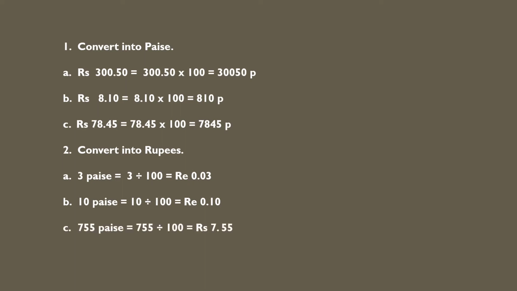Then the next one, 755 paisa. You divide with 100. From the right count 2 digits and put the point. So it will become 7 rupees 55 paisa. Then D part, here 25,865 paisa is given to you. When you will divide by 100, it will become 258 rupees 65 paisa.